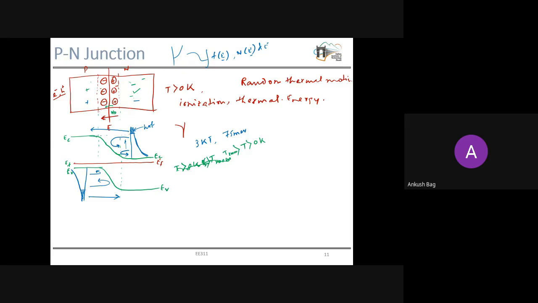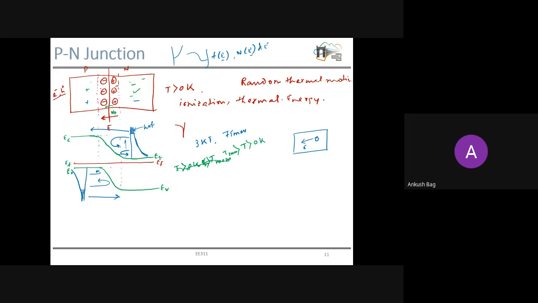Because in diffusion also, the carriers move from higher concentration to lower concentration, and this movement is due to the thermal energy. From where does it get the energy? This is the thermal energy, and that random motion is coming from the thermal energy. Similar thing is happening here. So this is also diffusion, which is due to the thermal energy of the carriers.